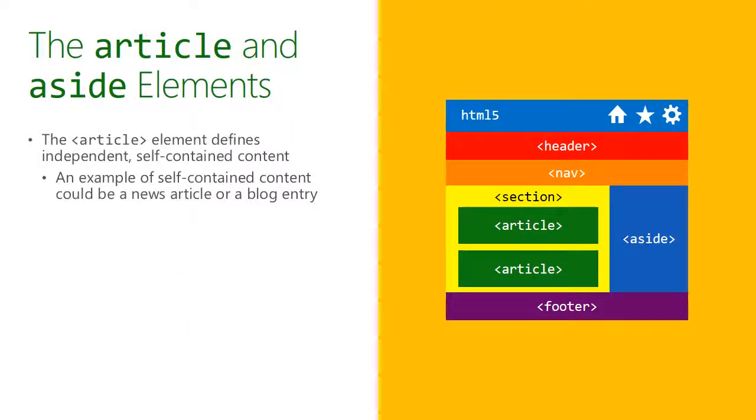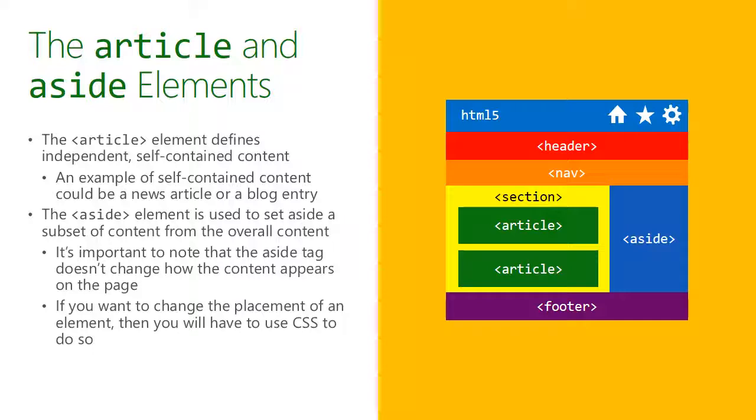The article and aside elements. The article element defines independent self-contained content. An example of self-contained content could be a news article or a blog entry. The aside element, however, is used to set aside a subset of content from the overall content. It's important to note that the aside tag doesn't change how the content appears on the page. If you want to change the placement of an element, then you'll have to use CSS to do so.